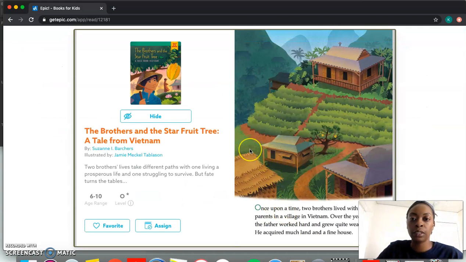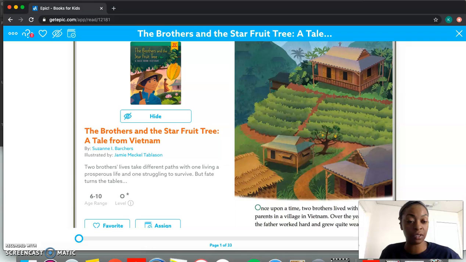This book is about two brothers that essentially took two different paths when it came to their inheritance, meaning what they received after their parents transitioned. So you're going to read this book independently. It is a really good book. It teaches a very valuable lesson. So your first step is to read this book.